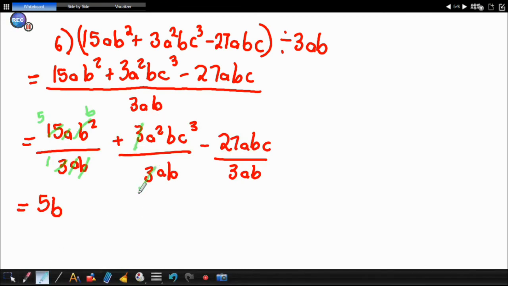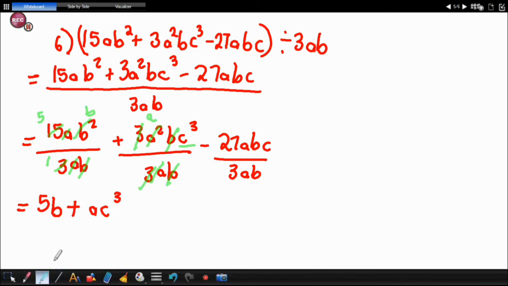So the 3 and the 3 cancel. Then here the A cancels with that A squared, but I am going to be left with just A. The B will cancel, and then I will be left with C to the power of 3 or C cubed. Then I go on and write this, that I will be left with at the top plus AC cubed.